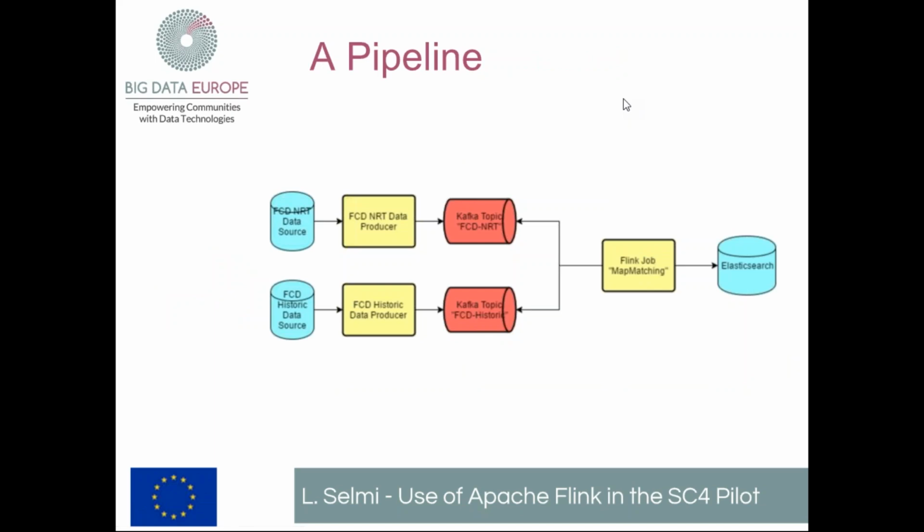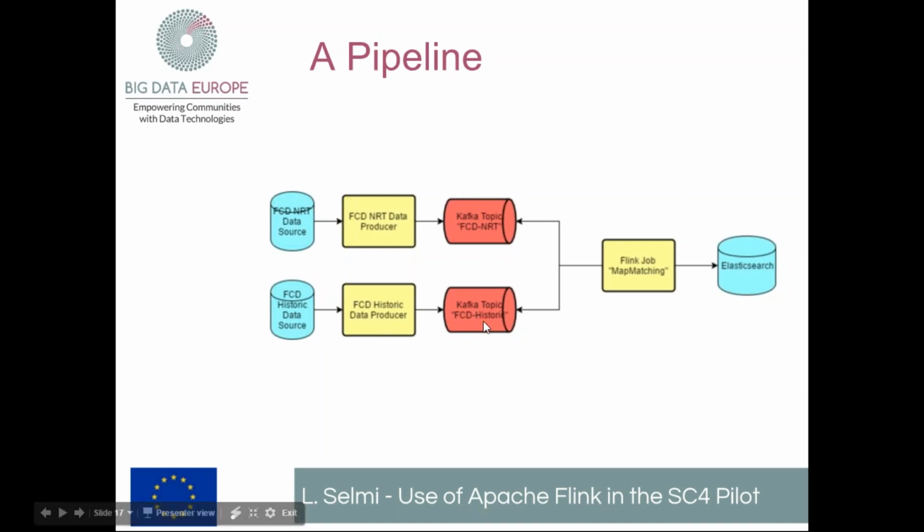This is an example of a pipeline, a very basic one, where we have 2 data sources. One is the near real-time data from the taxi. That is a web service from which we get the data and we transform the data in order for any record to be sent into a Kafka topic. The same will be done also for the historical data that will come from a file system, where we will put the data into another topic.